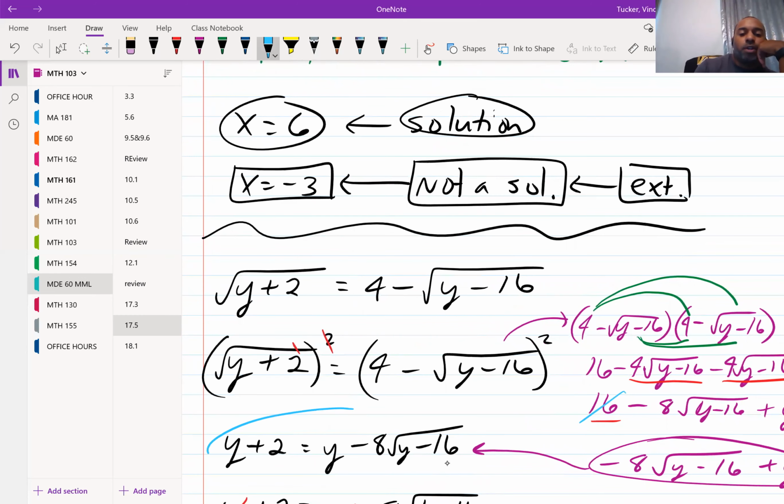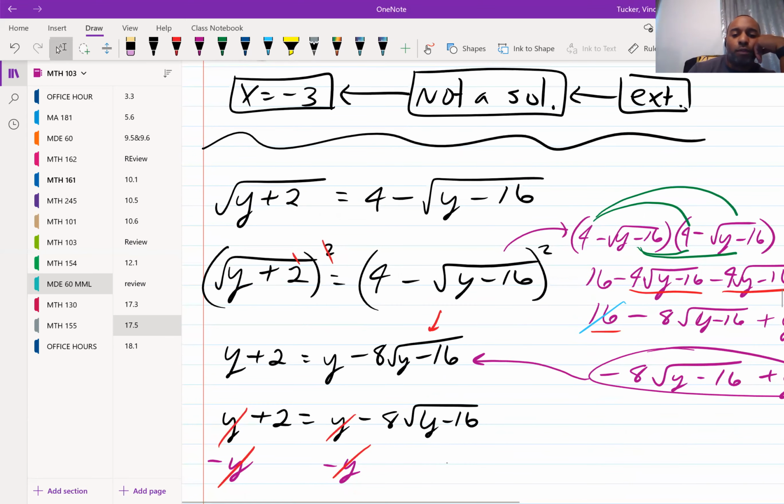All right, so now we're here. y plus 2 equals y minus 8 square root of y minus 16. But if I can get this eraser to, no, it's not erasing. All right, there we go. We still have this radical here, so we need to get rid of that. And that goes back to steps 1 and 2. You want to isolate the radical.